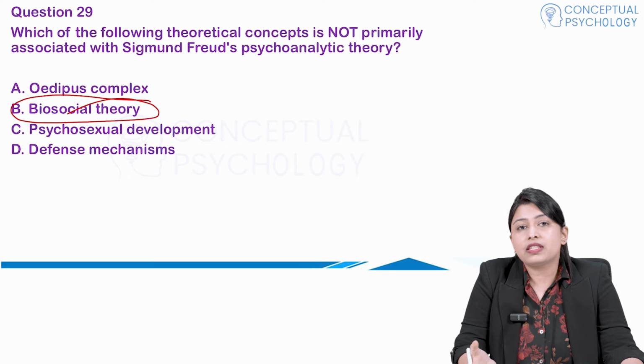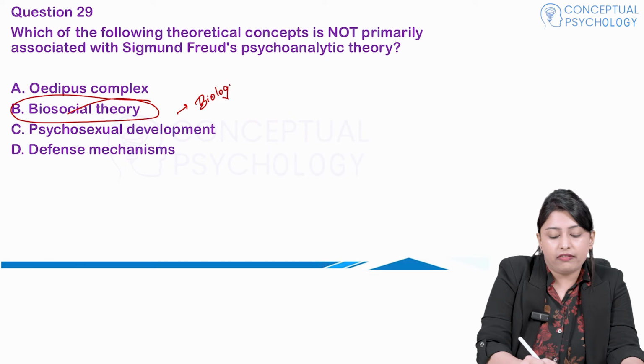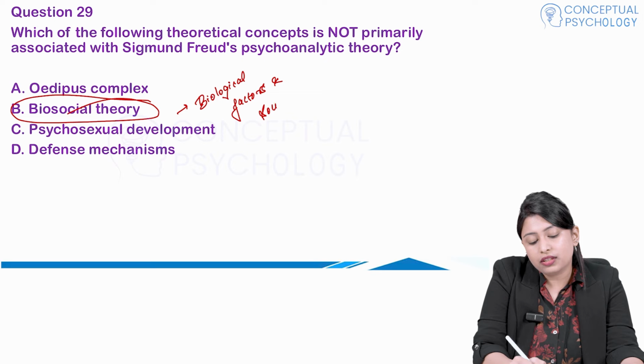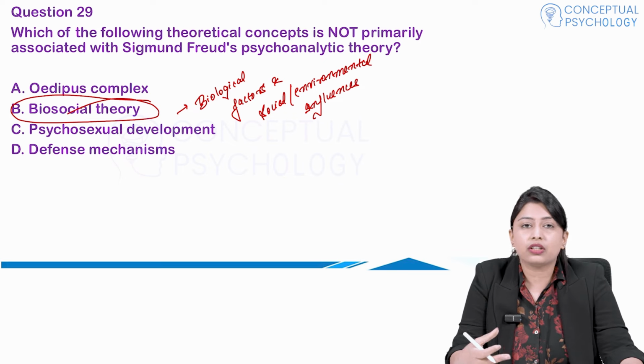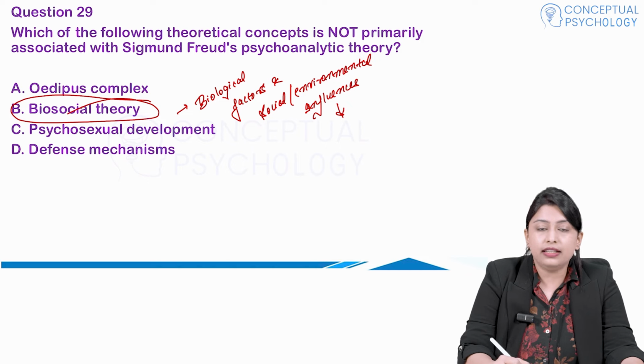Biosocial theory emphasizes the interaction between the biological factors and the social environmental influences. So this theory talks about the interaction of the biological factors and the social environmental influences which shapes the human behavior and their psychological development. So this approach is associated with theorists like Marsha Linehan, who developed the biosocial theory of borderline personality disorder.